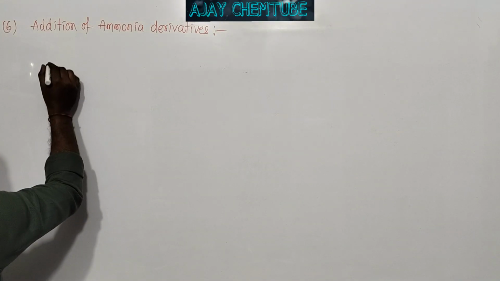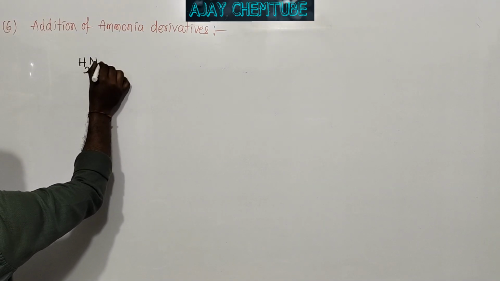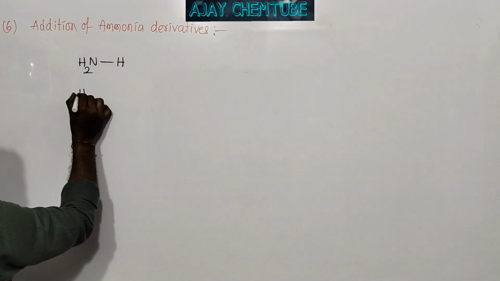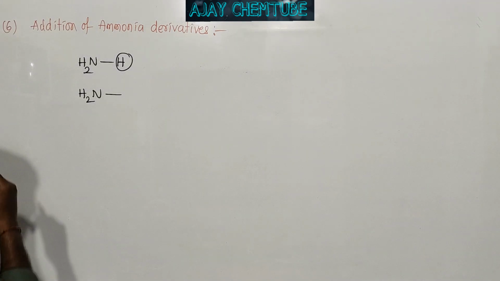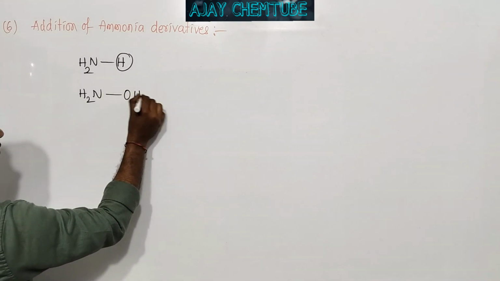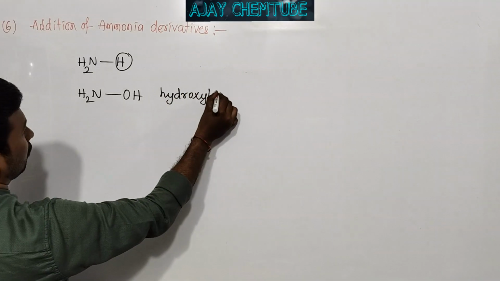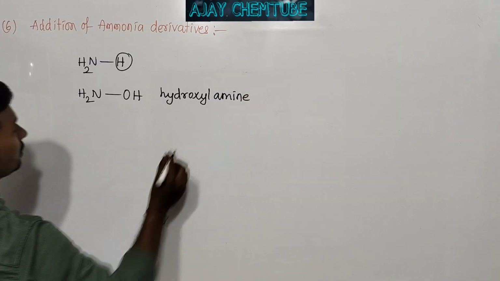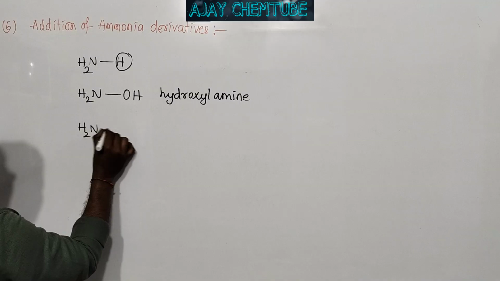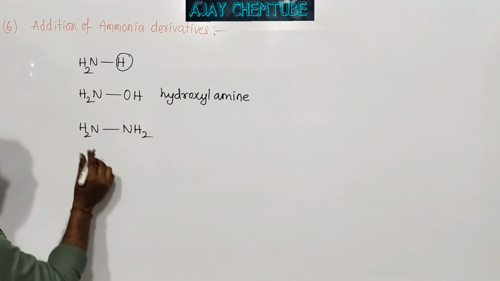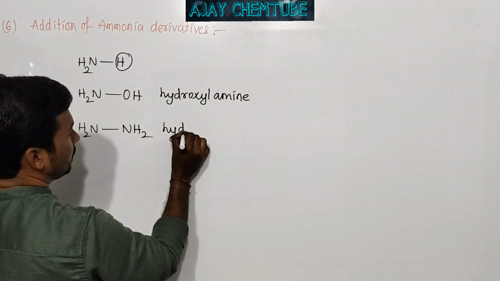What are ammonia derivatives? I am writing like this, NH3, ammonia. Instead of hydrogen, if anything comes. If an OH group comes, it becomes hydroxylamine. If you take an OH group instead of hydrogen, that becomes hydroxylamine. Or if you take NH2 instead of hydrogen, this is hydrazine. Its name is hydrazine.